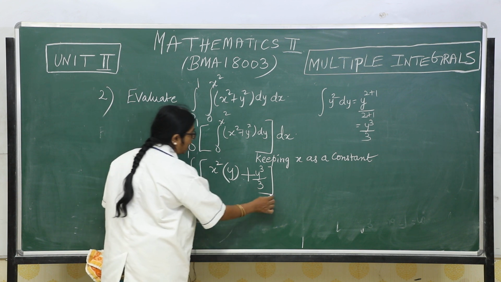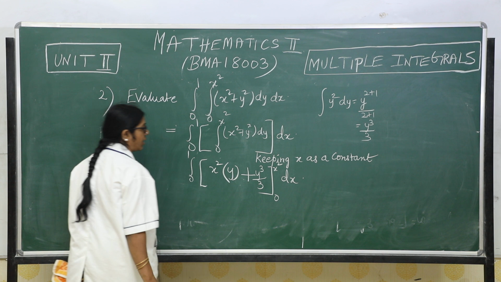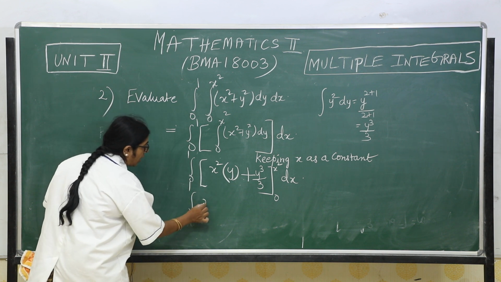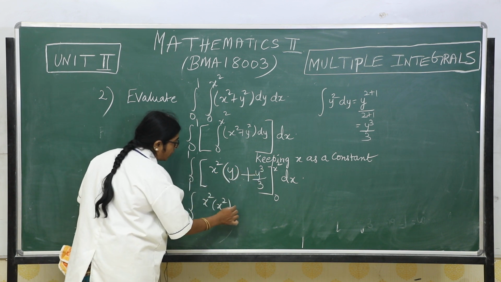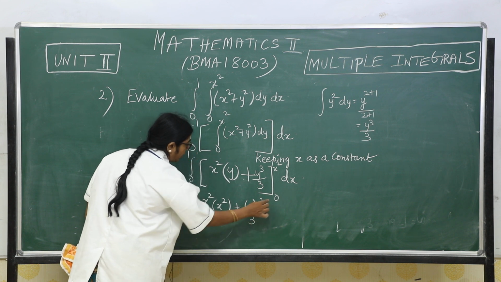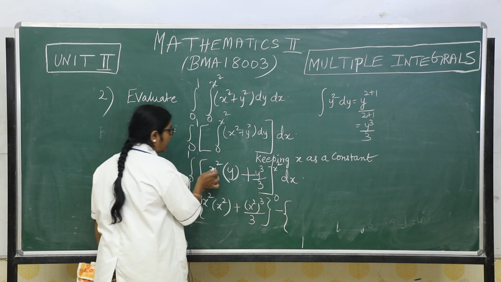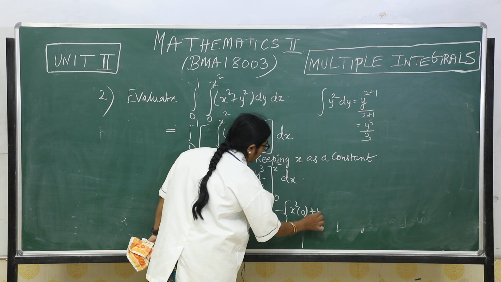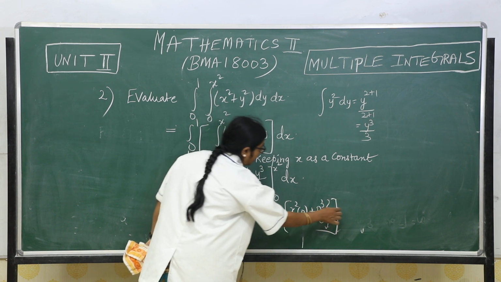Substitute the upper limit and lower limit, 0 to x squared, and the second integral is with respect to x. Integral 0 to 1, I am substituting the upper limit first: x squared into x squared plus x squared the whole cube divided by 3. This is only for the upper limit. For the lower limit, I am substituting 0: x squared into 0 plus 0 cube divided by 3. So close the bracket, dx.